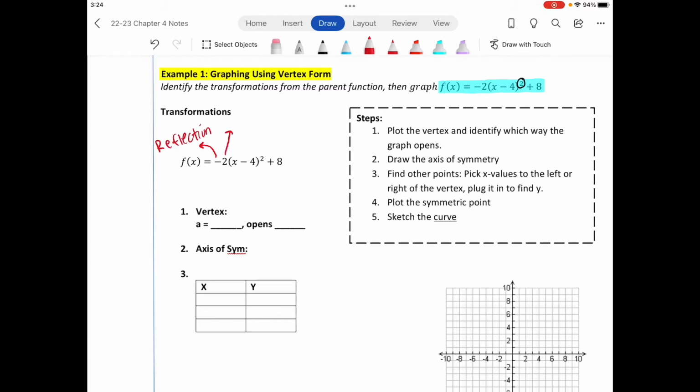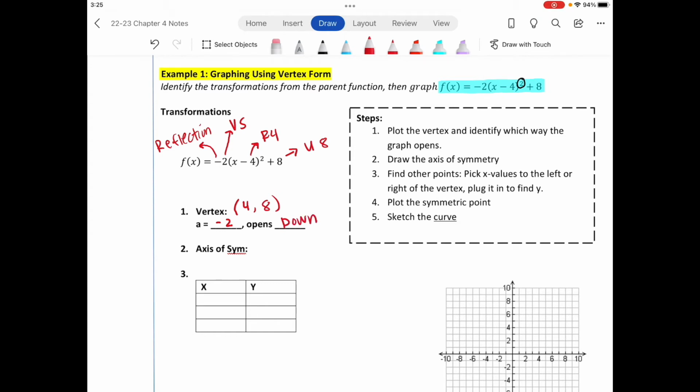Then the 2 is going to cause the graph to stretch and get taller, so this is a vertical stretch. The negative 4 actually moves our graph to the right 4 units, and the positive 8 outside is going to cause it to go up 8 units. Looking at those transformations, that helps us with our first step, where we're going to try to find our vertex. Remember, our vertex comes from the inside and the outside number. So the vertex is at positive 4 and positive 8. Then our a is the number that we're multiplying by outside, which is a negative 2. Because of that negative and we have that reflection, our graph is going to go ahead and open downward.